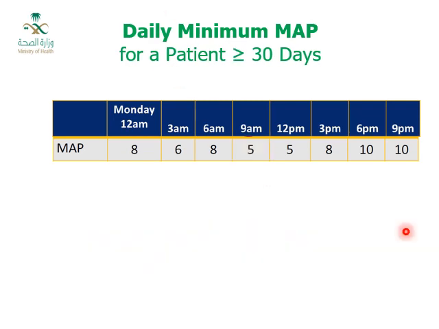This is another example, if the patient is 30 days or more old. We have these multiple records of MAP, and we will take the lowest value. You see the lowest value is 5, but remember that for patients 30 days or more, MAP values ranging from 0 to 10 are set equal to 10, so our daily minimum MAP on this day will be 10.